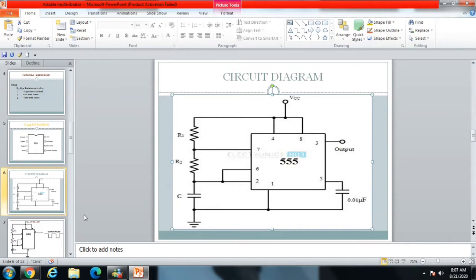Terminals 8 and 4 are joined together and connected with plus VCC. Terminal 3 is the output with respect to ground. Then in terminal 5, one capacitor is connected, 0.01 microfarad. The other end of the capacitor is connected with the first terminal of IC 555.